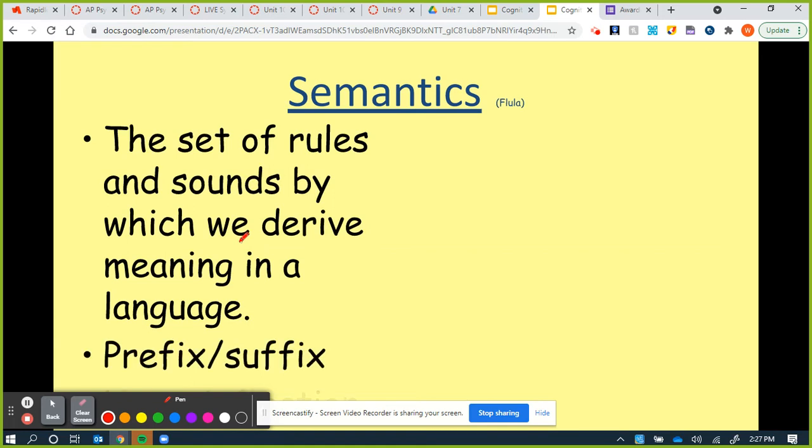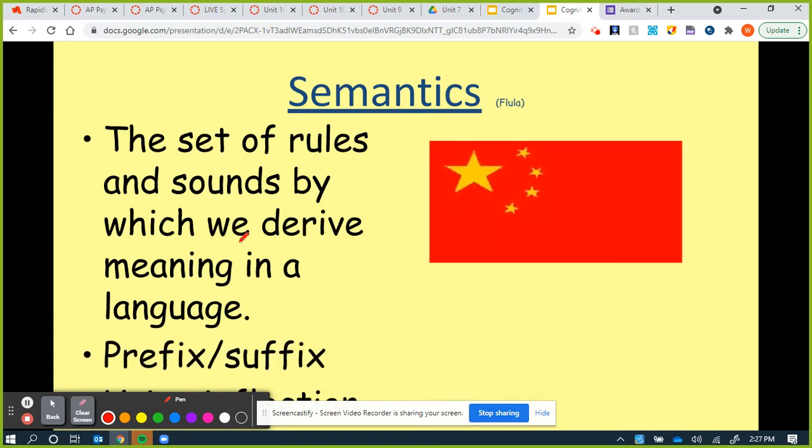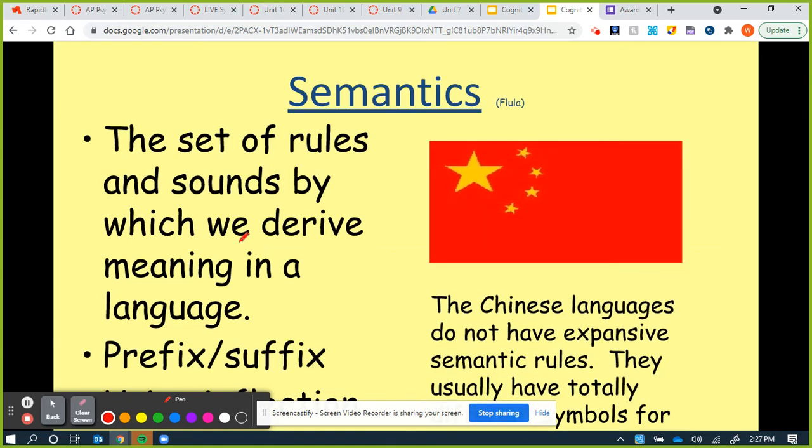So semantics is how do we derive meaning from language. Morphemes in our language are part of the semantics of our language. Does that make sense? So, what does it mean? Prefixes, suffixes, what does it mean to have ED on there?